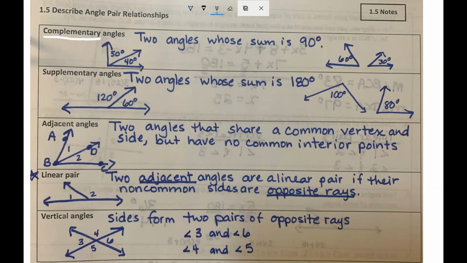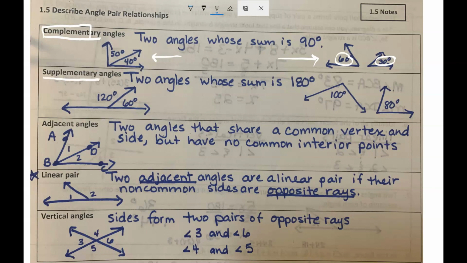Now, a very common misconception is that you always think that they have to be touching like this diagram on the left. But by definition, they just have to equal 90 degrees. So this one here, 60 degrees and 30 degrees add up to 90. Therefore, by definition, they are complementary angles. Now, the root word in complementary is complement. So if a question ever asks you to find the complement of an angle, you have to know that they're referring to 90 degrees.